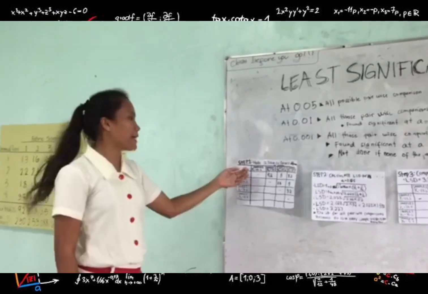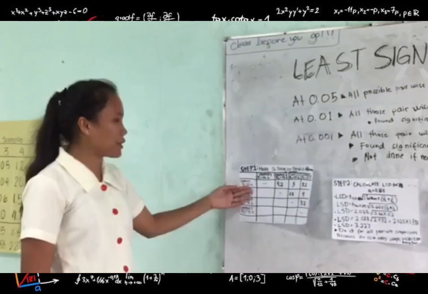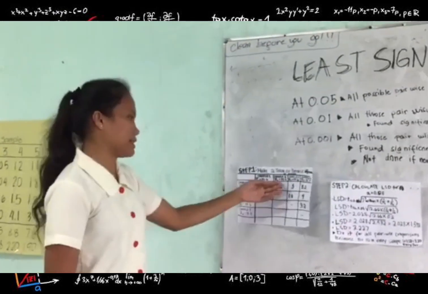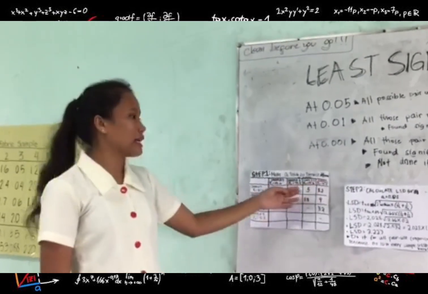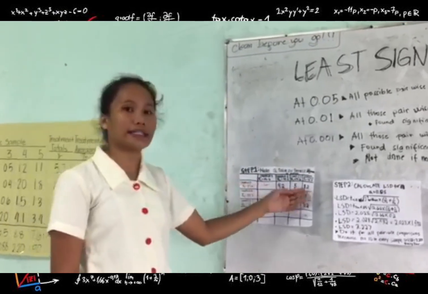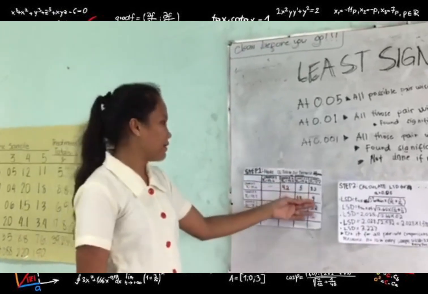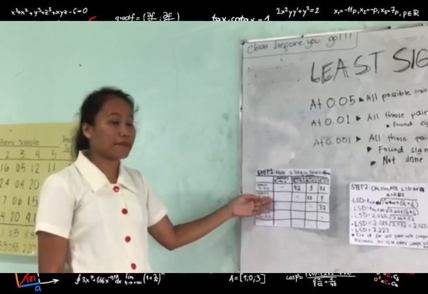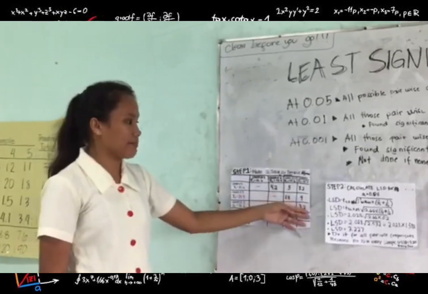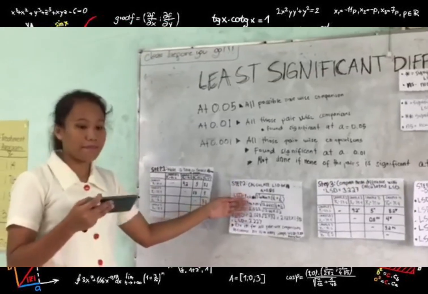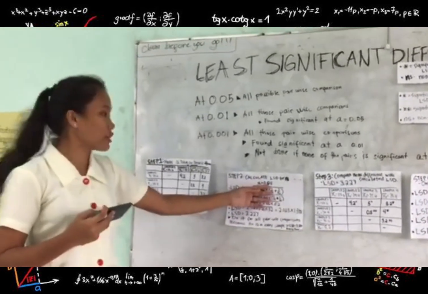For step 1, make a table for pairwise differences in means. Difference between pair means sample 1 and sample 2. Difference of means in sample 1 and sample 3. Difference of means in sample 1 and sample 4. And difference of means sample 2 and sample 3. Difference of means in sample 2 and sample 4. Difference of means of sample 3 and sample 4. For step 2, calculate the LSD for alpha level 0.05.